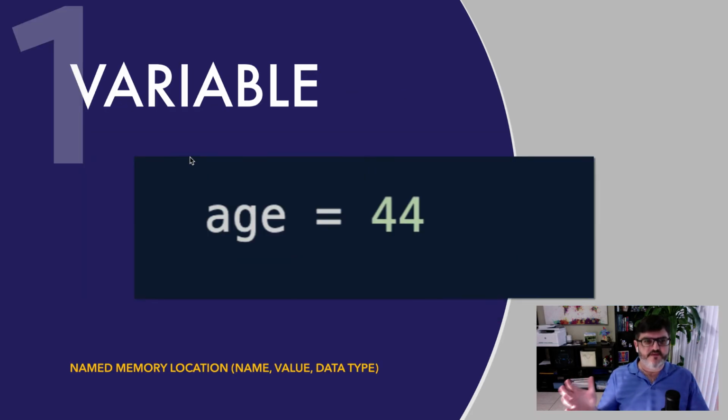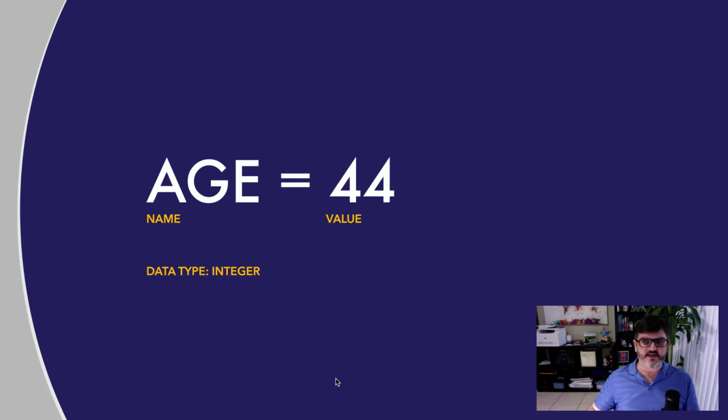Let's jump into it. So what is a variable? A variable is a named memory location, right? So here we have the name age. That's the name of our variable, and then we're assigning it a value, in this case 44, which is my age. So every variable will have a name, a value, and also a data type. And in JavaScript, there are a few fundamental or basic data types. One is an integer. So in this case, age is the name of the variable, 44 is the value, and the data type is integer.